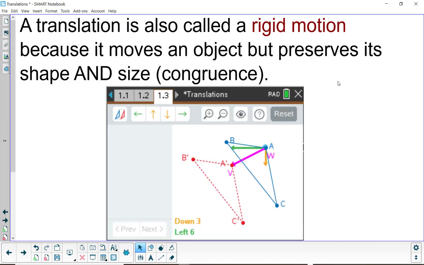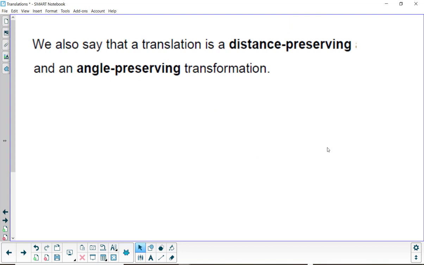A translation is also called a rigid motion because it moves an object but preserves its shape and its size, which means they're congruent. And again, this is a rigid motion. It produces the same shape, same size. And finally, as far as terminology goes, we can also say that a translation is a distance preserving and an angle preserving transformation. It preserves the distance, preserves the angles. Same angle measurements, same side measurements. Corresponding, that is.